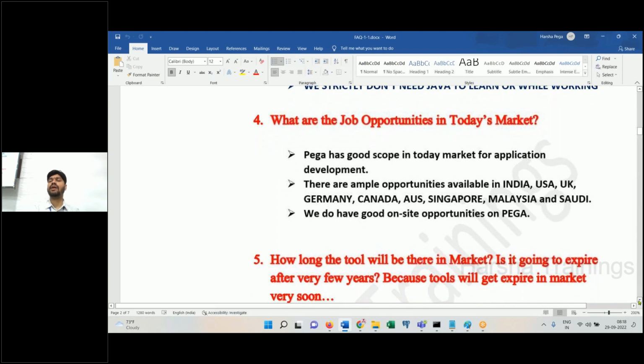Okay, next one. What are the job opportunities? This is another point. Our ultimate goal is what? Obviously job. That's why you are here. How do you get the job? How will you be rewarded or awarded with a job from an organization? For what reason will you be awarded with a job by an organization? What is the reason for that?